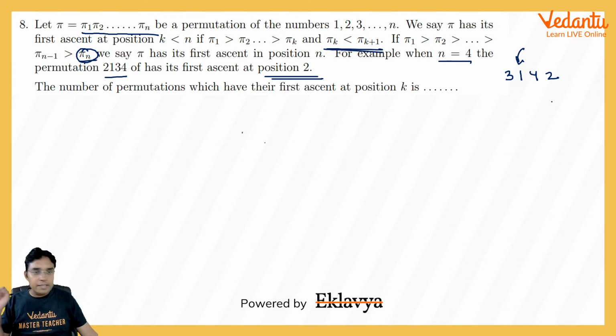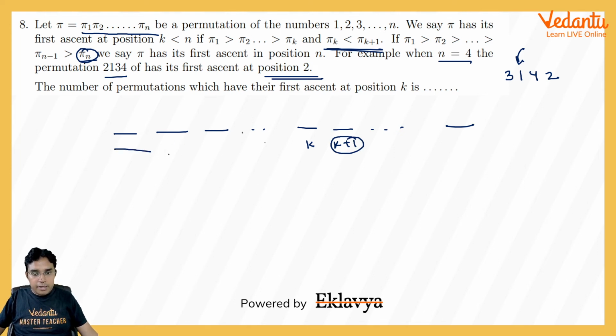Now the question is, find the number of permutations which have their first ascent at position number k. Okay, so what we are going to do first, let me make 1, 2, 3 and so on k here, k plus 1 and so on n. So this is my kth position, this is my k plus 1th position. So I want the numbers to decrease till this point, and there should be a jump after this kth position. This is what I am looking for.